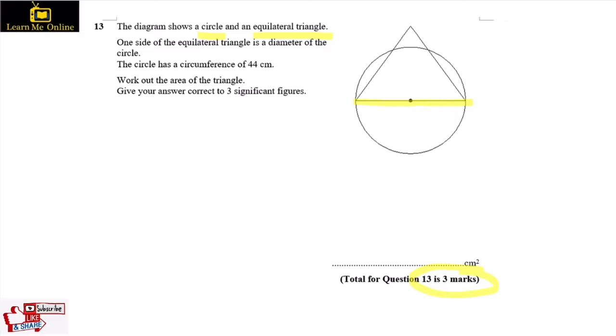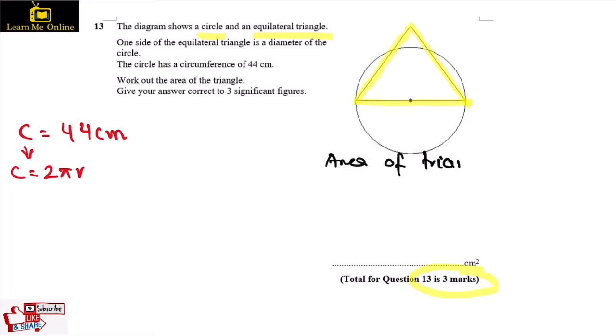I'm going to write it down. So the circle has a circumference of 44 centimeters, and the formula to find the circumference of a circle is 2 pi r. Okay, work out the area of the triangle. To find the area of the triangle, we have a formula. Because it's not a right angle triangle, it would be half ab sine C. It means the 2 sides and the angle between them.